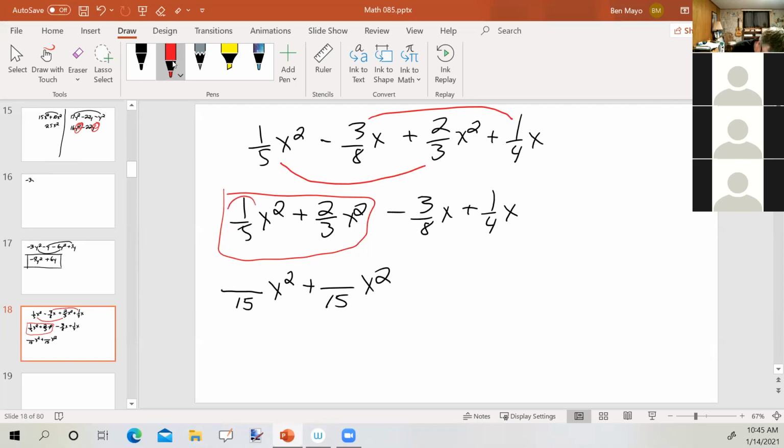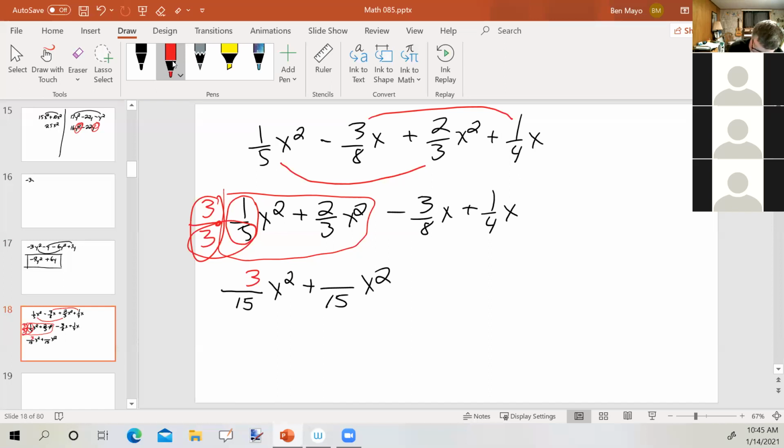But I want to take 1/5 and write it as something over 15. So I'd have to multiply the denominator by 3 to get 15 in the denominator, which means I'd also multiply the numerator by 3. So my new numerator is 3, because 3 over 3 is 1, and I can multiply times 1. I'm just writing it as 3 over 3. So 1/5 x squared becomes 3/15 x squared. Any questions about that?